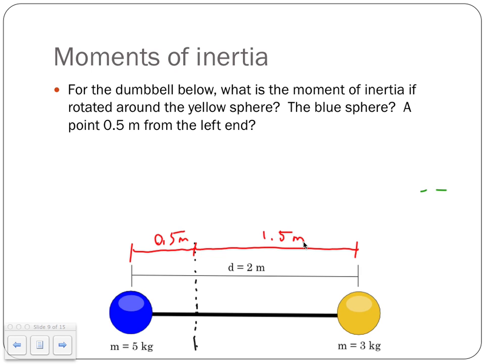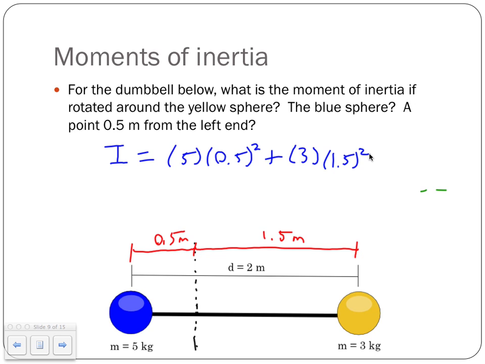And so these are the 2 values that we'll use in our equation. And so let's set this up again. Moment of inertia, since there are 2 point masses here, it's going to be the sum of the 2. So the mass of the first object, the blue one, which is 5 kilograms, times its radius from the axis of rotation, which is 0.5 meters squared, plus the yellow object, which is 3 kilograms, times the radius here, which is 1.5 squared.